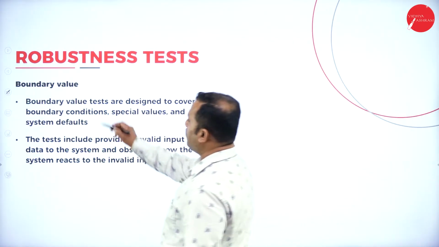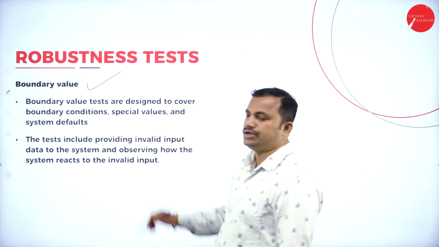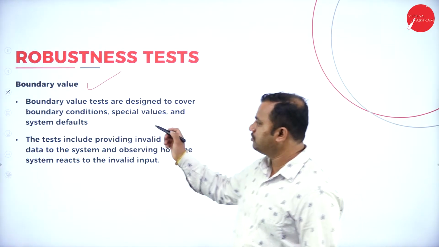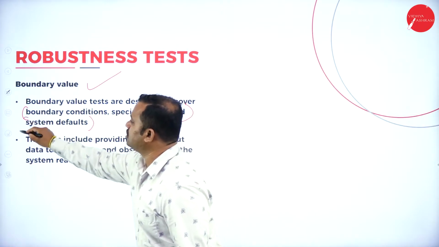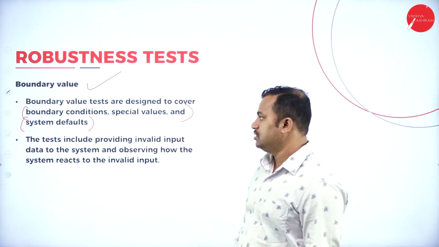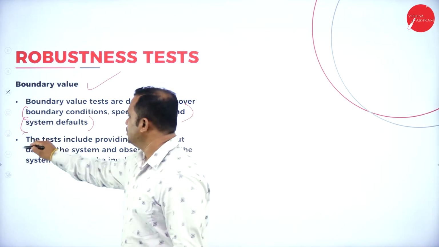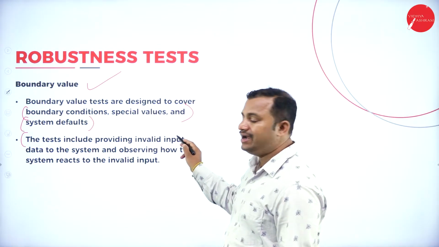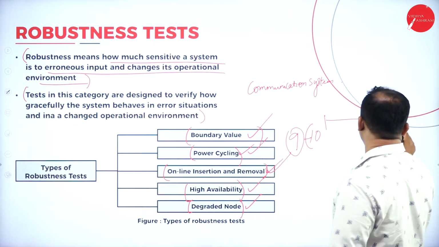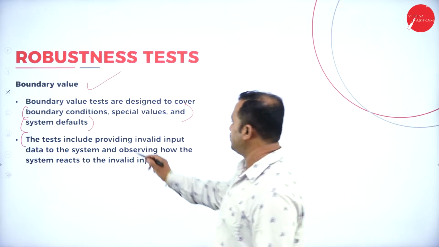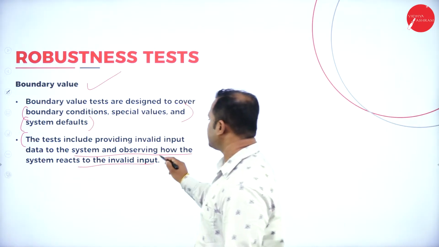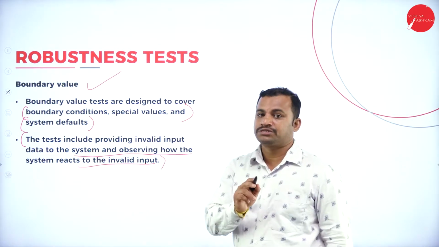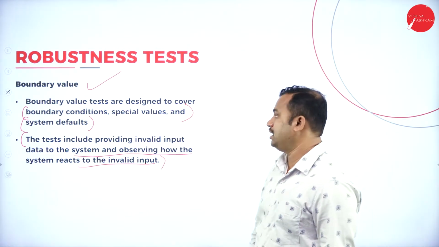Then the boundary value, please see to it here. I have already explained the boundary conditions, that is, the special values and the system defaults are called the boundary values. What about this? The test includes providing invalid input to the system and observing how the system reacts to the invalid input. The information must be given to the user properly.